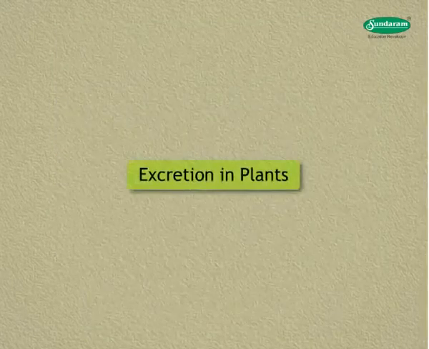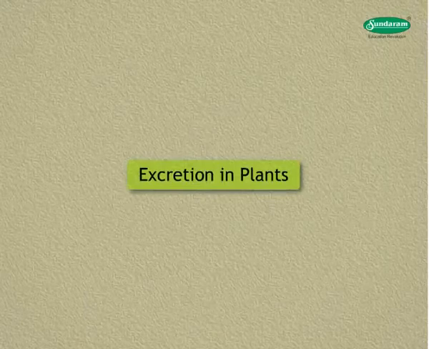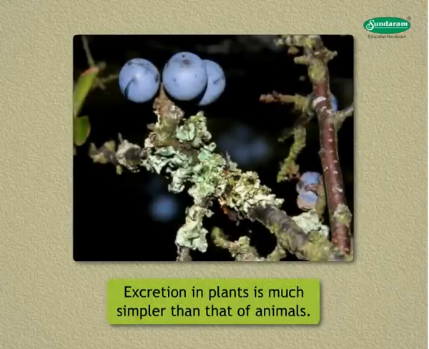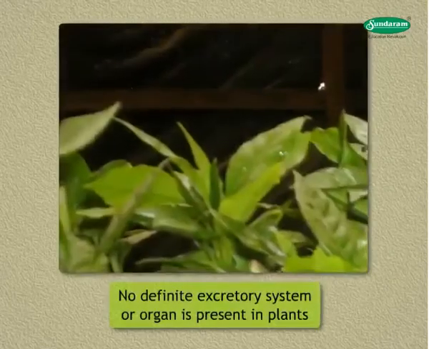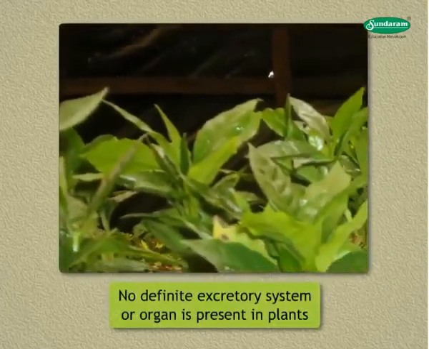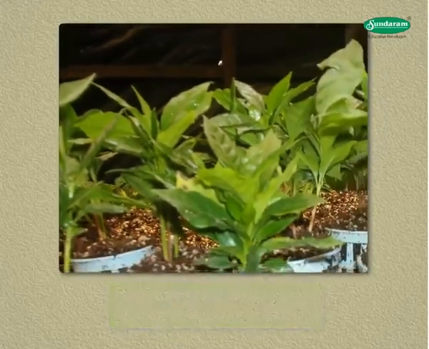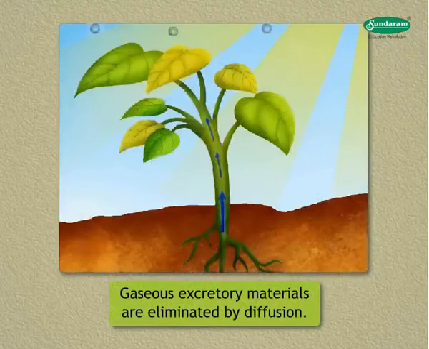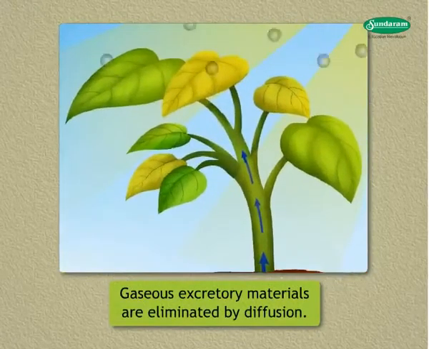Now let's move to the topic excretion in plants. Excretion in plants is much simpler than that of animals. No definite excretory system or organ is present in plants for removal of wastes. Gaseous excretory materials are eliminated by diffusion.